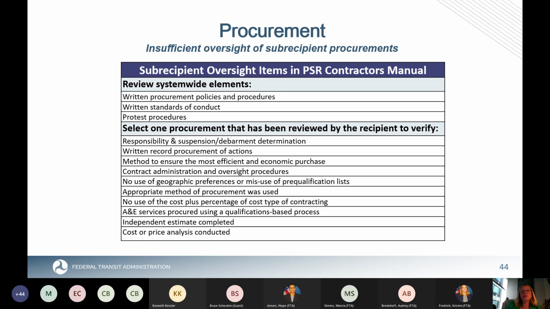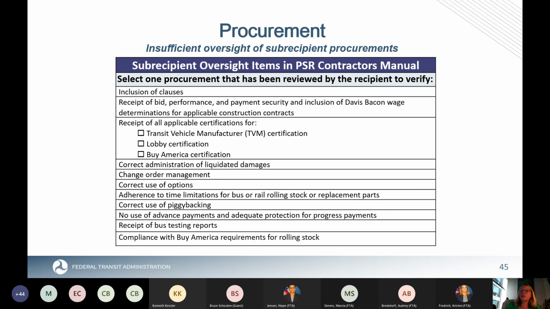And so the first ones are system-wide. Do your subrecipients have written policies and procedures? Do they have standards of conduct? Do they have protest procedures? Those are kind of system-wide elements. And then what we do as a reviewer, you see our own instruction, is we select one procurement that you've already reviewed and check all of the things on the remainder of this slide, everything from responsibility determinations to cost or price analysis, and continuing on the next slide.